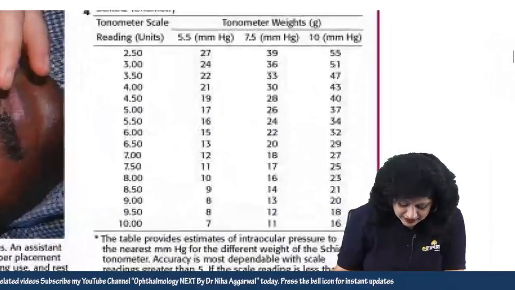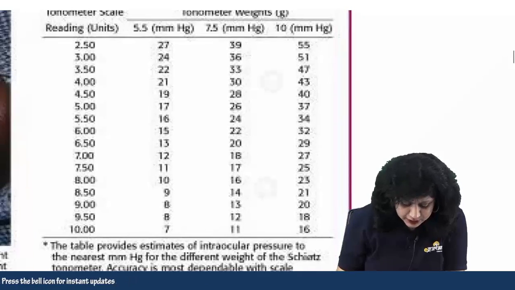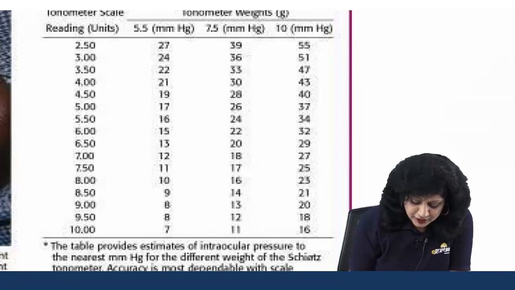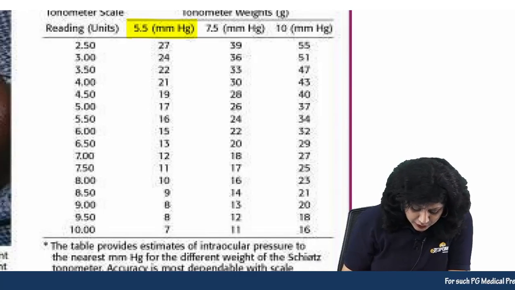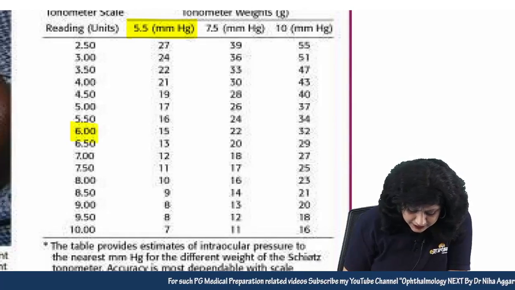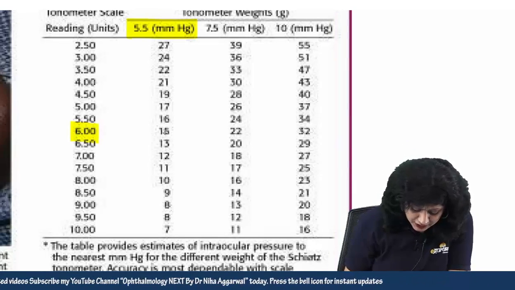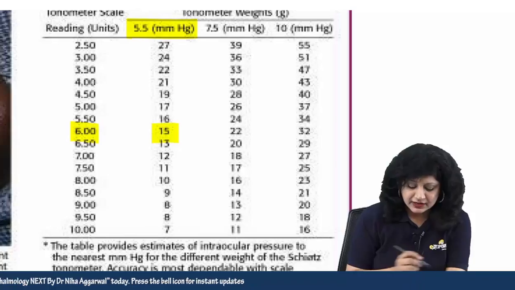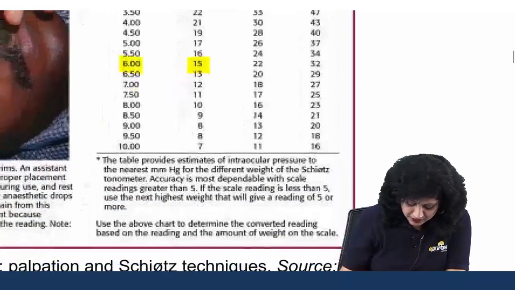So here is the table. Okay, here is the table. So you have to select what weight you are using. Suppose you are using the basic weight 5.5 and you get a reading of 6 here. So what will be your intraocular pressure then? Then this will be 15. Actually it is 14.6 to be very, very accurate. So in this way we can use it.